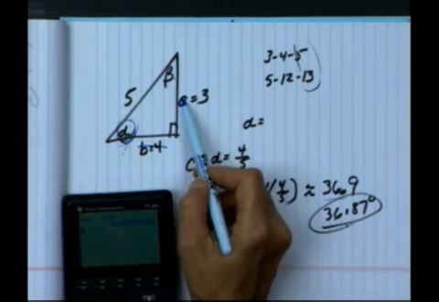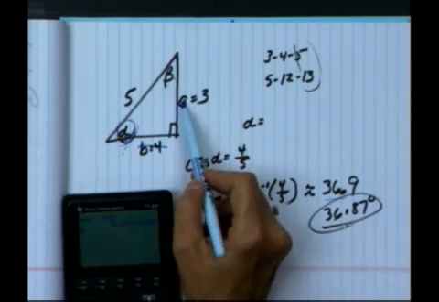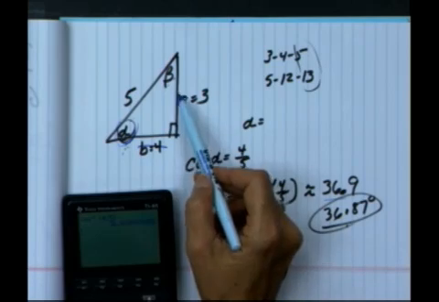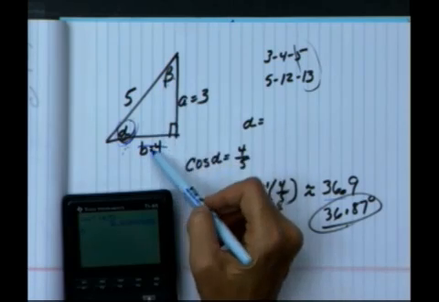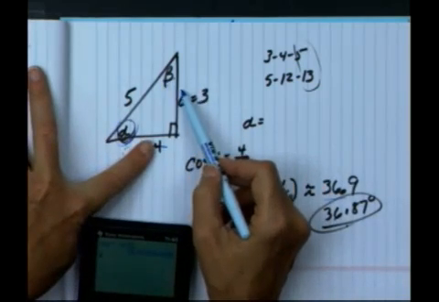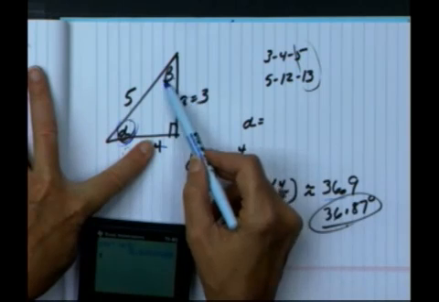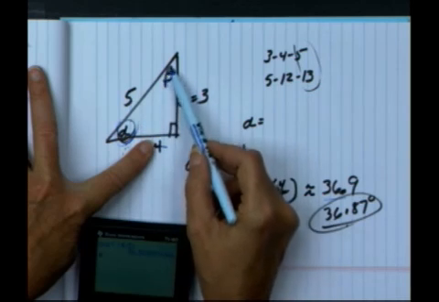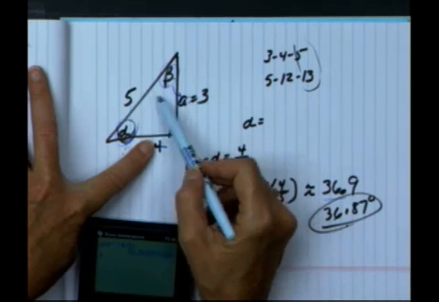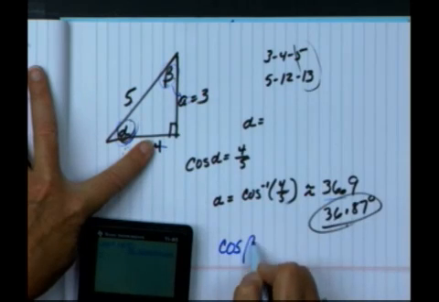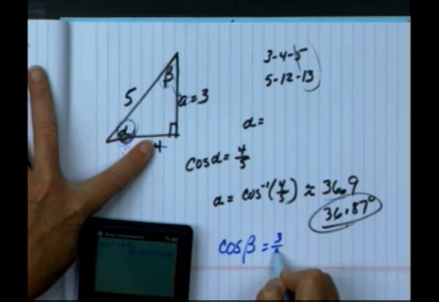What trig function would you use to find beta? Sine? Sorry, cosine. What does everybody think? If I don't want to use 4 and I'm looking from angle beta, is that opposite angle beta? Adjacent. That's adjacent over hypotenuse. So I've got the angle, the side adjacent, and the hypotenuse, so I will be using cosine, right? Cosine beta is 3/5.